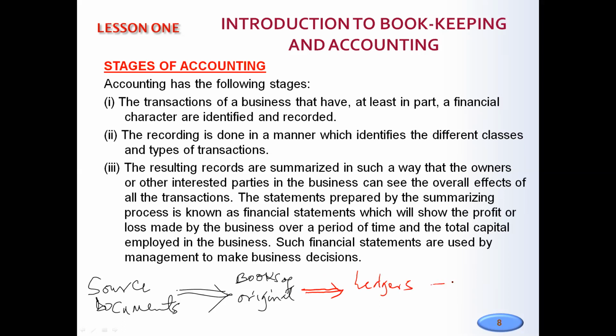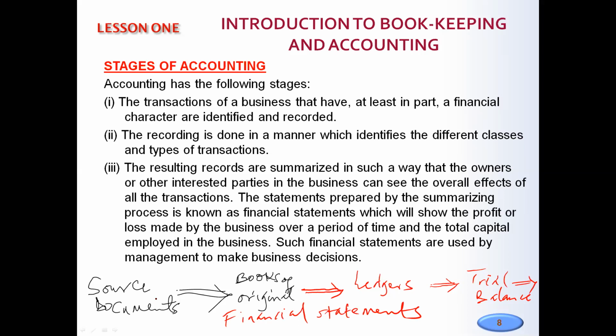Then from your ledgers, go to trial balance. Then from your trial balance, then to financial statements. These are the stages of accounting information or process of accounting information. The source documents to books of original entry, to your ledgers, to trial balance, and to your financial statements.